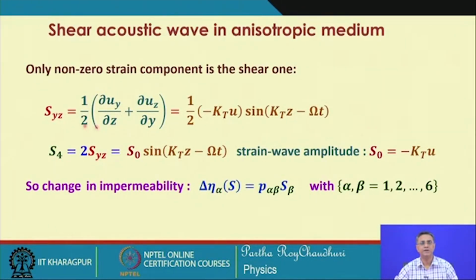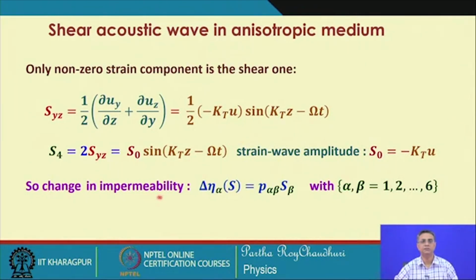Therefore, S_yz, equal to S_yz, is actually the fourth element, S4, of the strain matrix. So, S4 equal to twice S_yz is given by this, where S0 represents the amplitude of the strain wave. This minus sign does not matter, because whether we start from a negative peak or a positive peak does not make any difference.